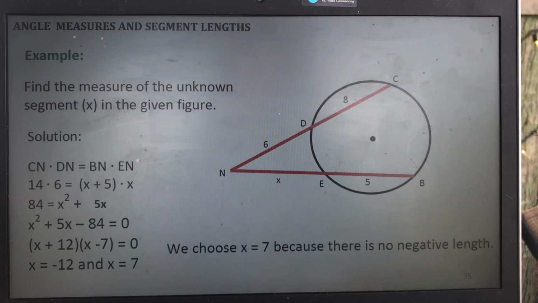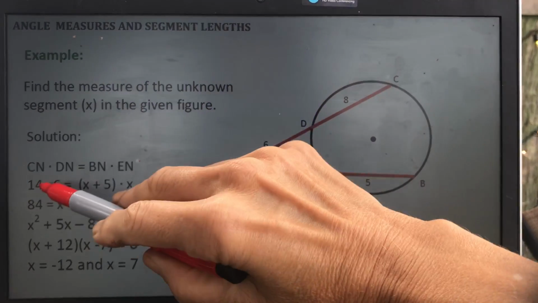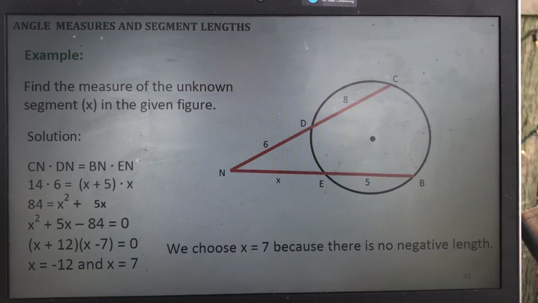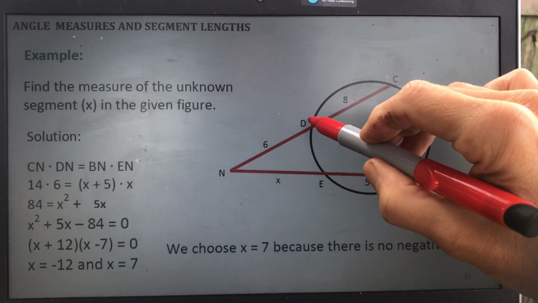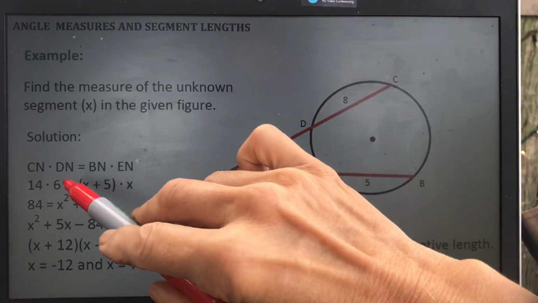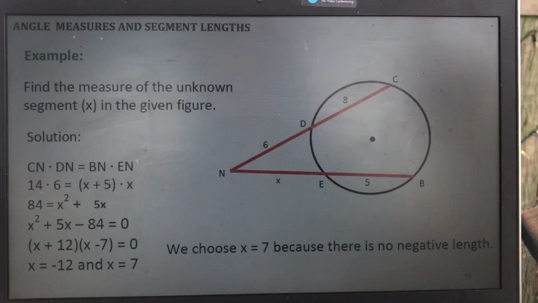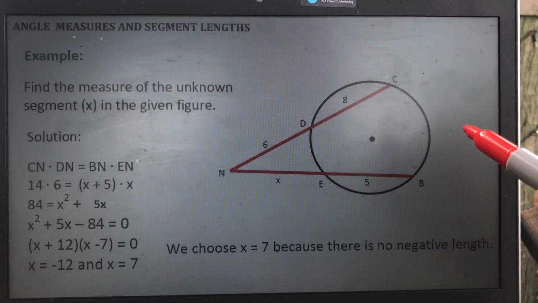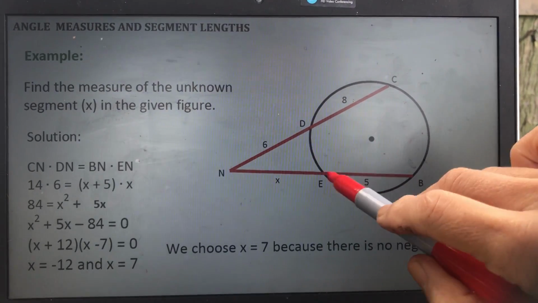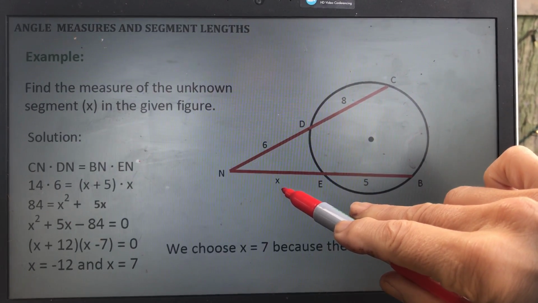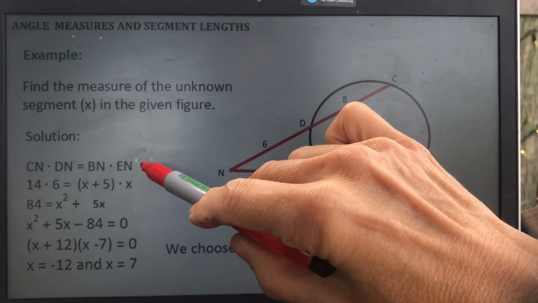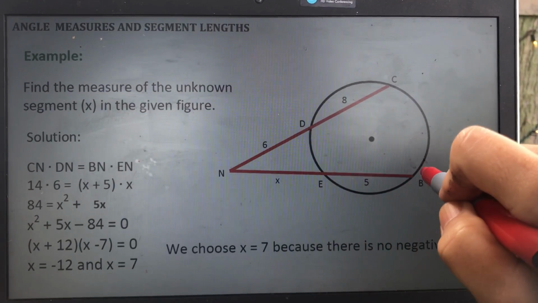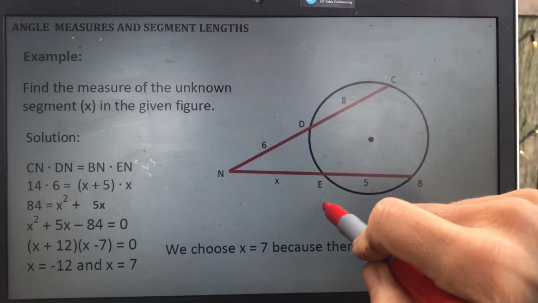So when we substitute our values, CN, the distance from C to N, is going to be equal to what? 8 plus 6, which is 14. The distance from D to N, which is the exterior segment, is going to be equal to 6. So we have CN equals 14, DN equals 6. Now, let's look at the following. The distance from B to N is going to be equal to x plus 5, because x is the value we're looking for. So that means that we use the secant rule in order to help us establish our equation. So we simply substitute the distance from B to N with x plus 5.